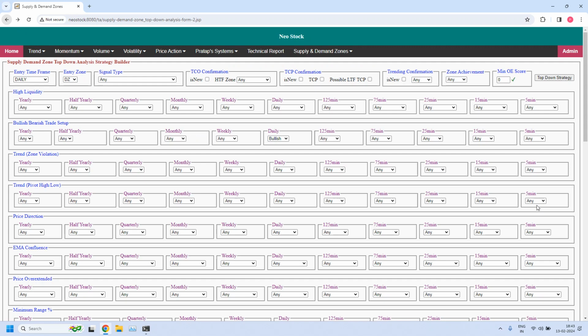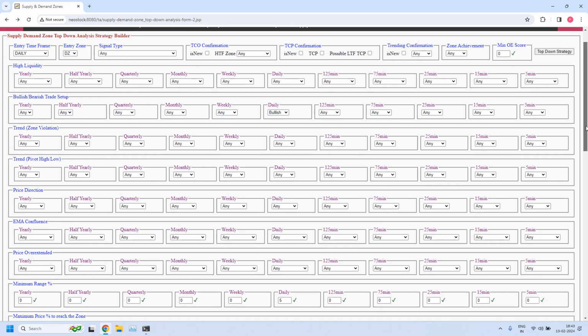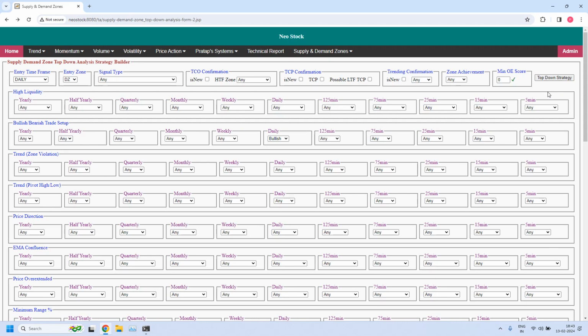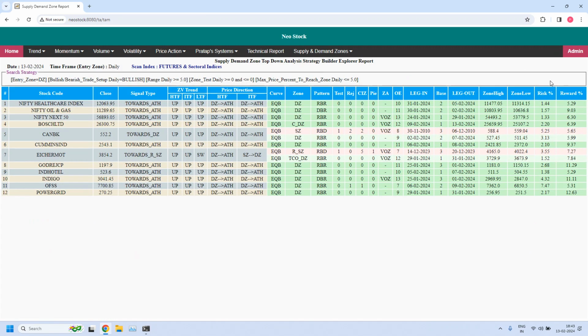Let us see the last filter, 5%. Let us not go beyond 5. The reason is we are looking for a minimum 5% reward. So that's why let us check maximum up to within 5% to the zone. If not tomorrow, maybe in the next 1 or 2 days, you may get an entry. Now 12 stocks are filtered.